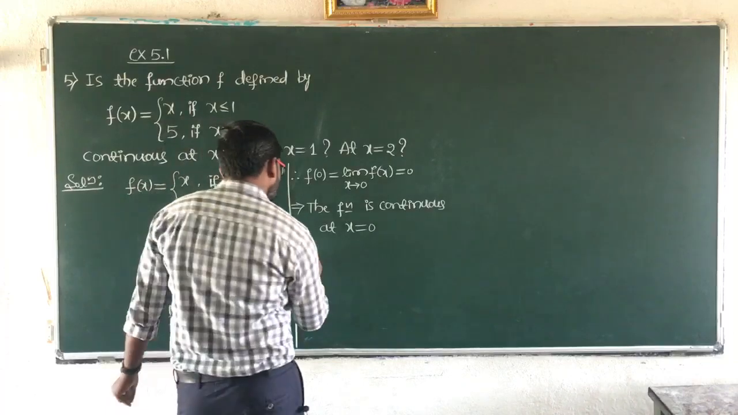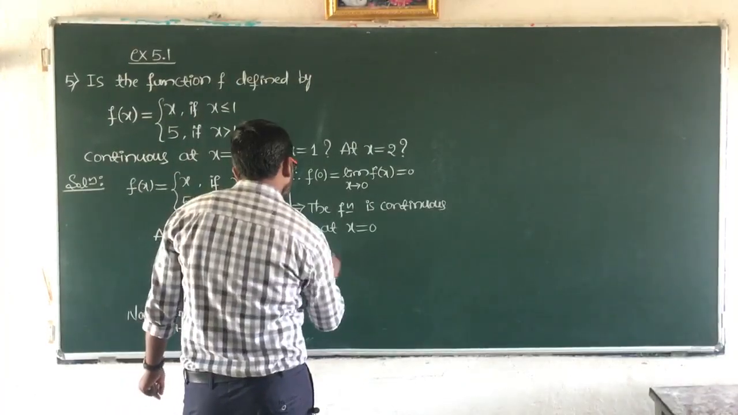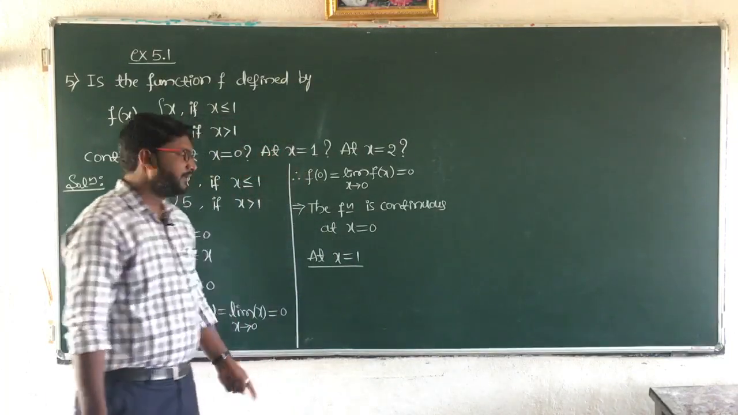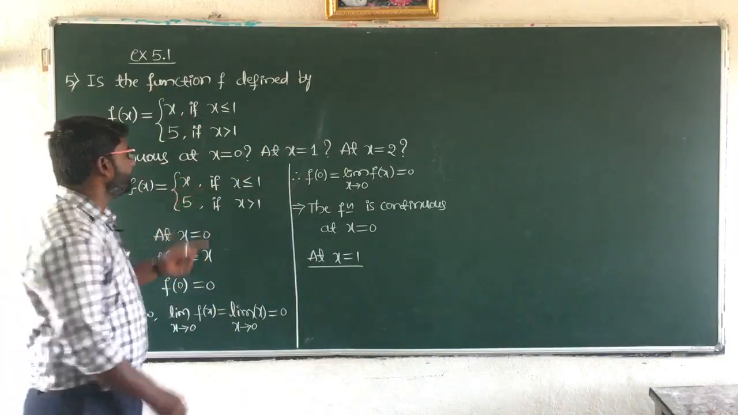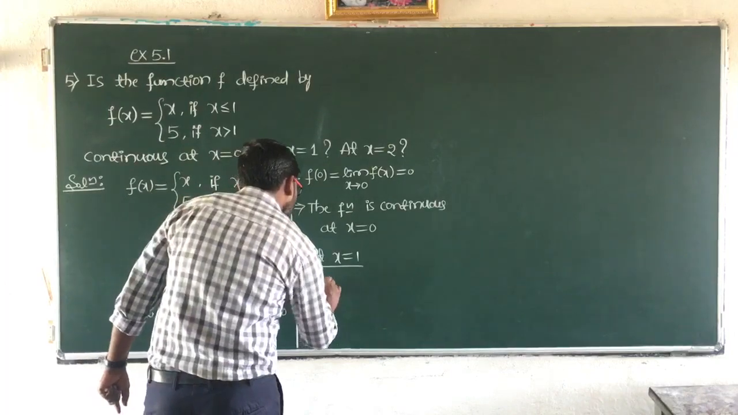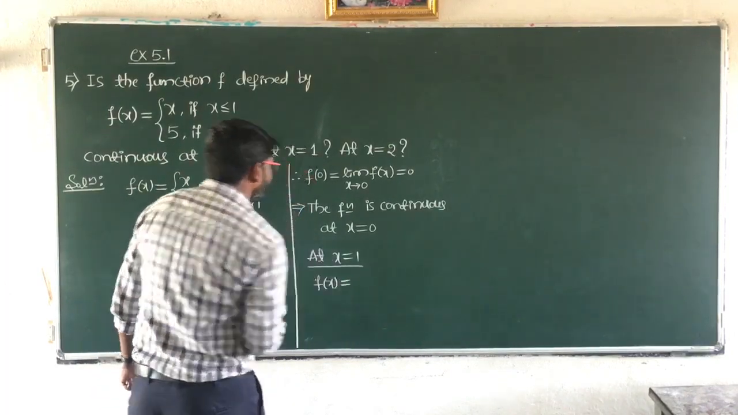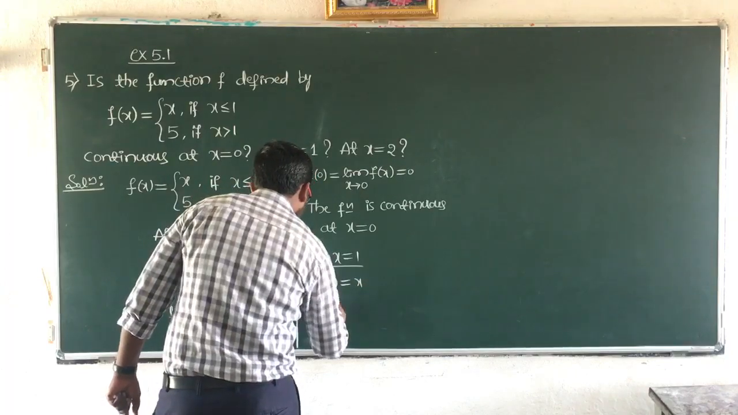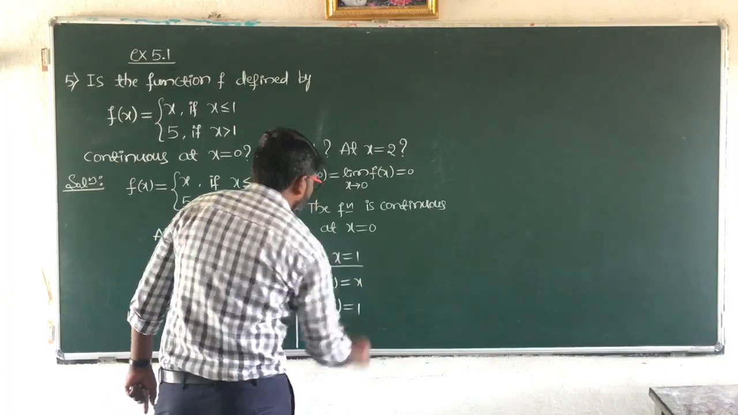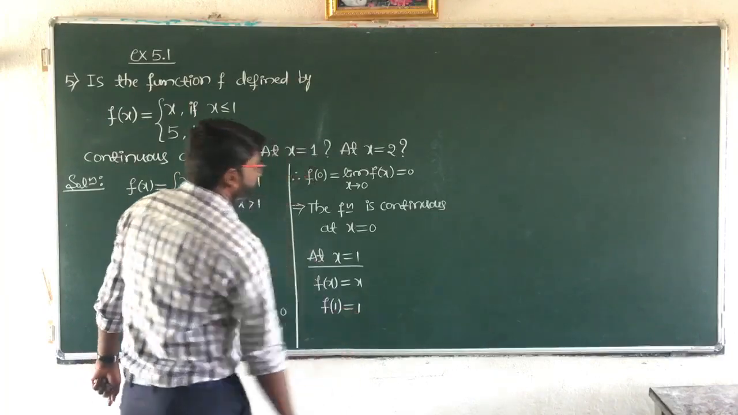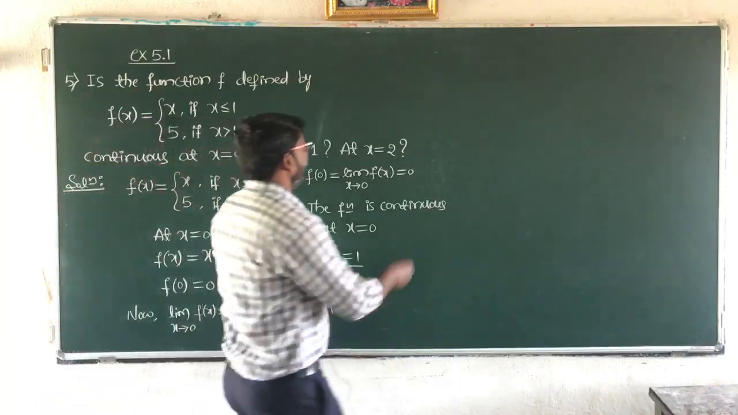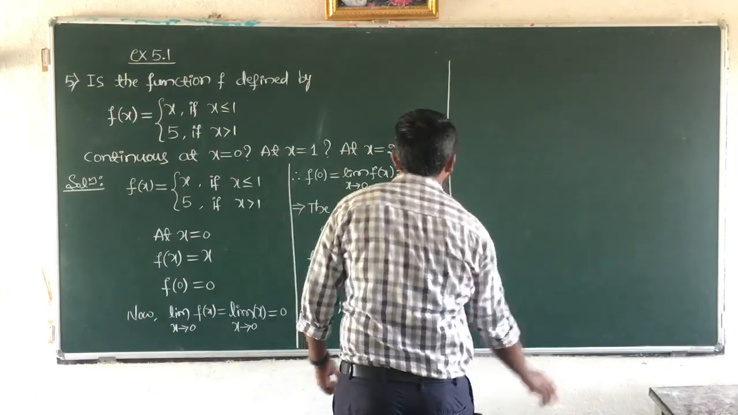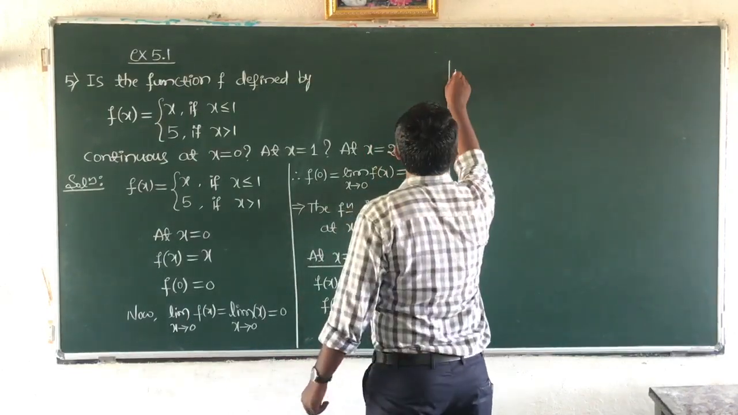So now at x equal to 1, first note down f of x. f of x is equal to x, that is f of 1 is equal to 1. So this is the value of the function. Next I will have to go for LHL and RHL. So let us go for the left hand limit.